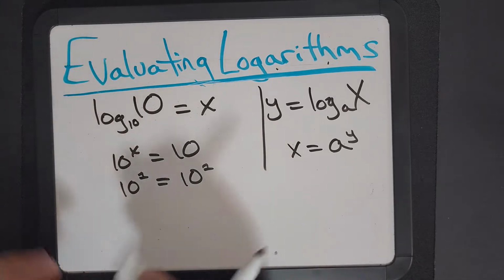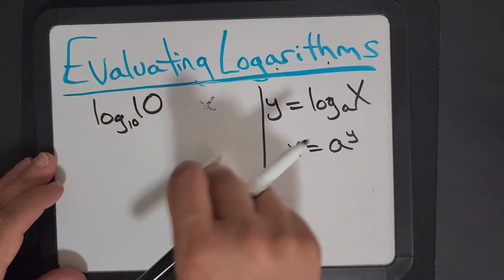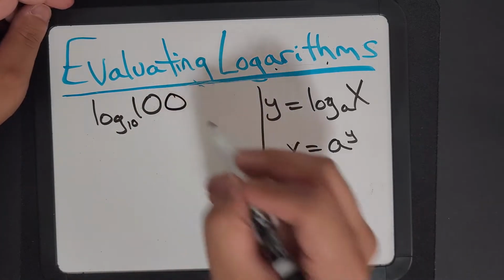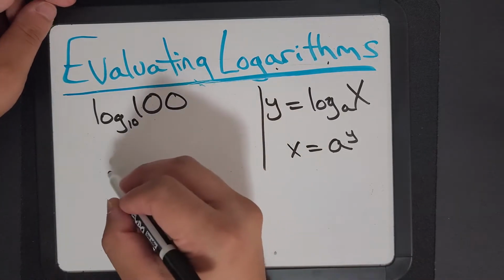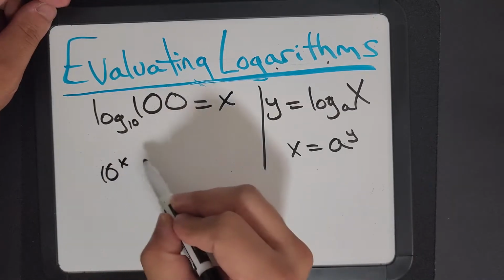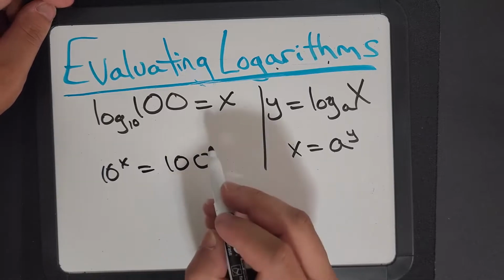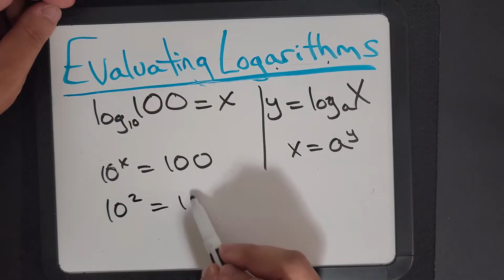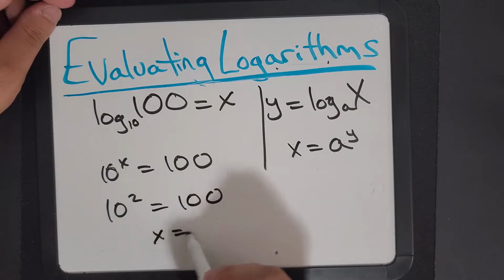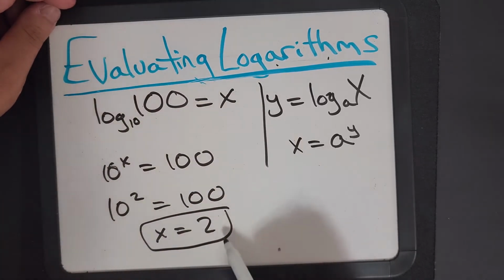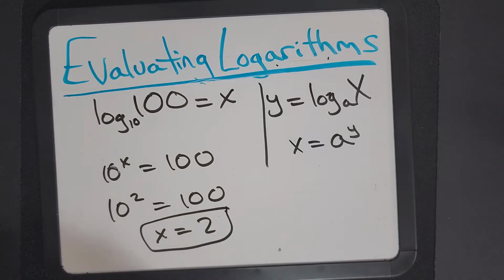And same with if you decided to do not just 10. Say you decided to do 100. Then you would get 10 to the x is equal to 100. So it has to be 10 to the 2 equals 100, so x is equal to 2. So if you put log 100 into your calculator, you should get 2. So let's continue with that.